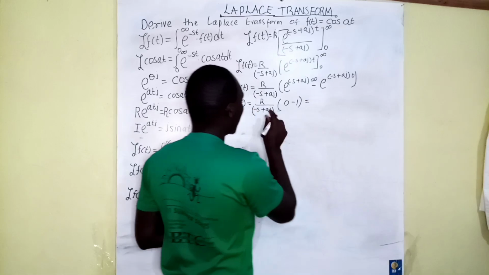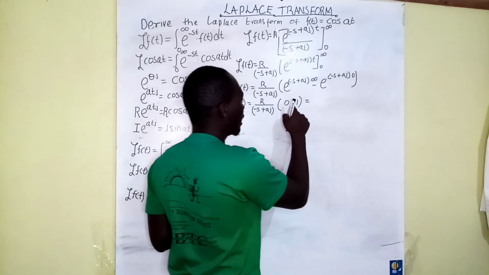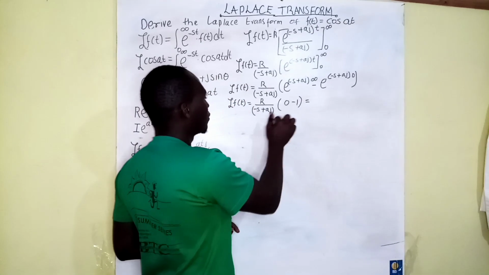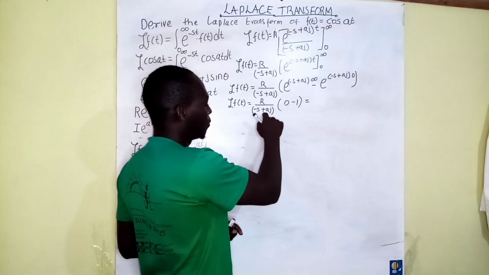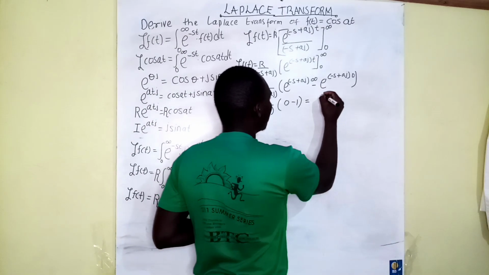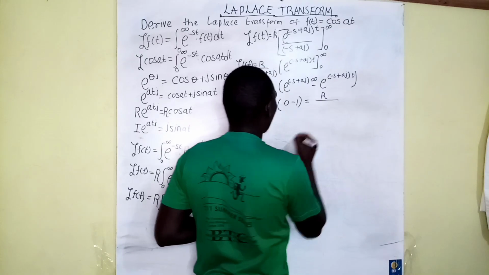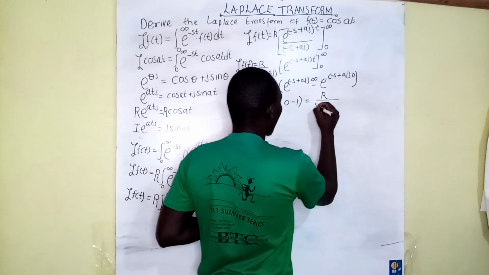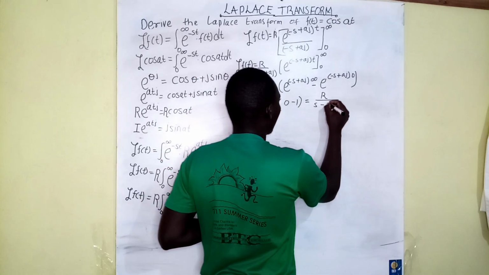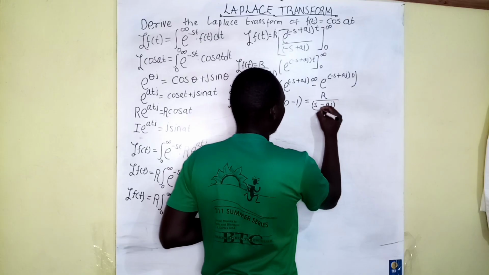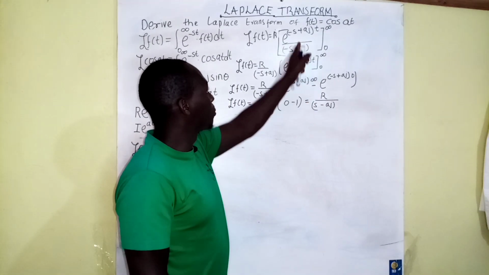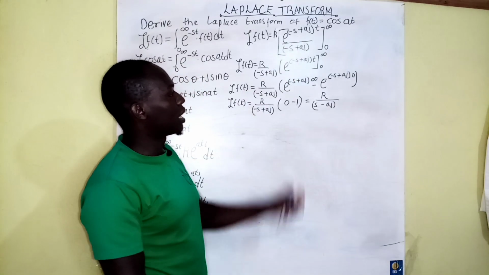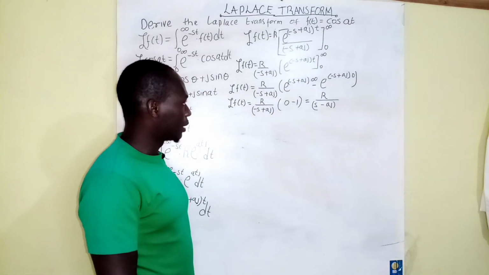By simplification of whatever we are having here, the negative sign is going to affect the sign of the terms of the denominator. And by doing that, we are going to have r over s, we subtract from jω. And this is how we go about simplification of whatever we are having within that bracket.